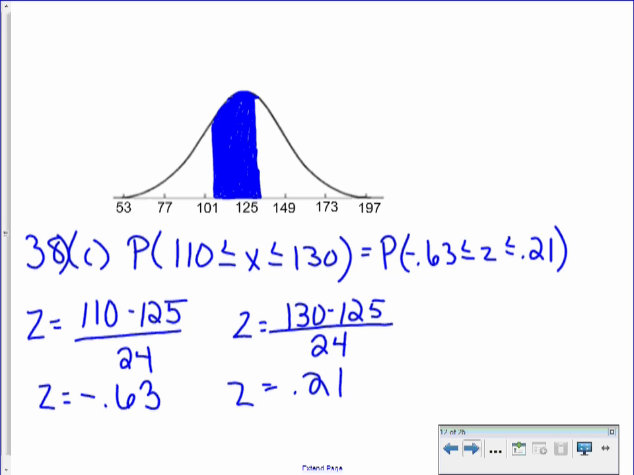You need two decimal places because your table deals with two decimal places on your z-score.